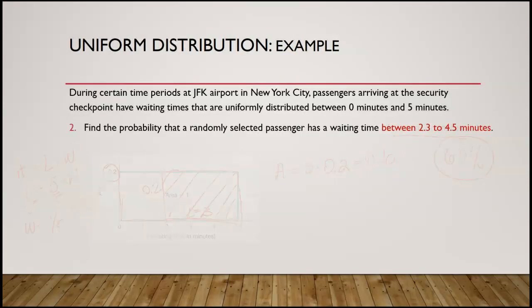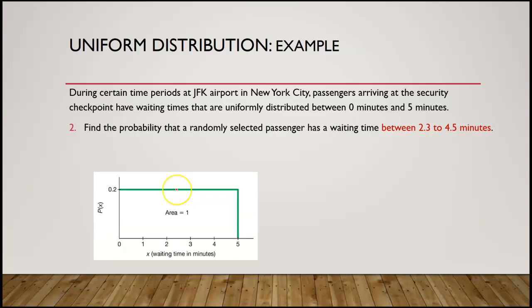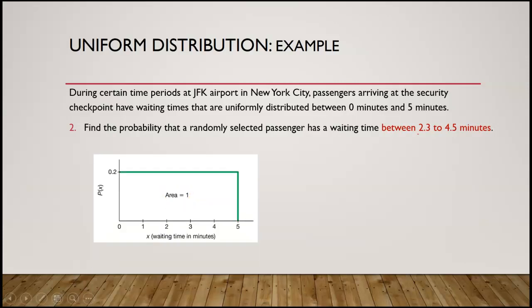In the next question, we need to find the probability that a randomly selected passenger has a waiting time between 2.3 and 4.5 minutes. We'll use the same graph to help us visualize what would be the approximate probability for a waiting time between 2.3 and 4.5 minutes. 2.3 will be approximately somewhere here, 4.5 here. So the rectangle that we'll look at is, approximately, I would say, 40% of the whole big rectangle. That's just my approximation. Now let's find the actual value.